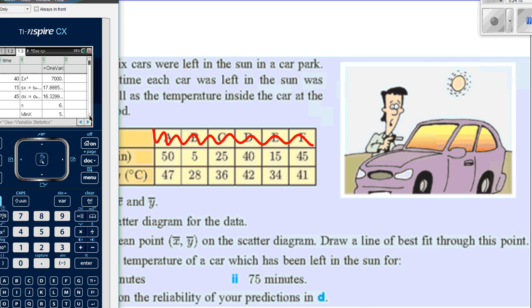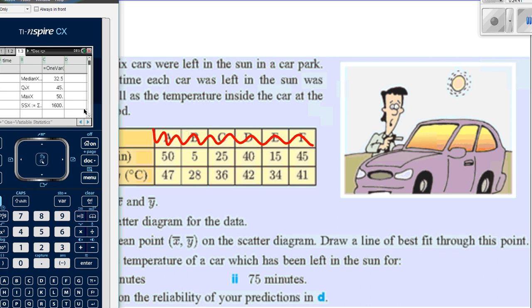Standard deviation for population, standard deviation for samples, difference between the two. The total, how many variables, how many bits of data you have. You have 6 bits of data. The minimum value was 5. The median is 32.5. This is called the lower quartile, 15. The upper quartile. The maximum value was 50, and so on.